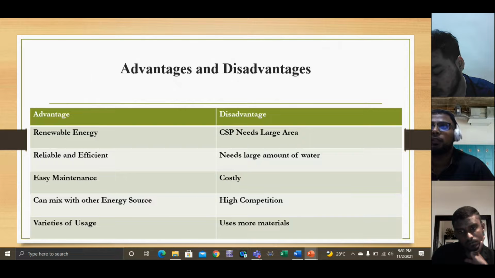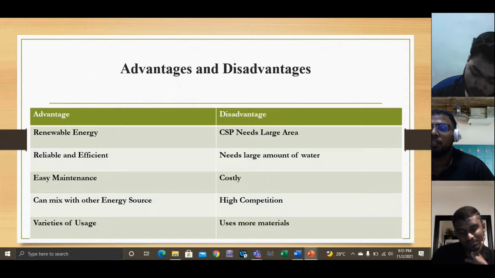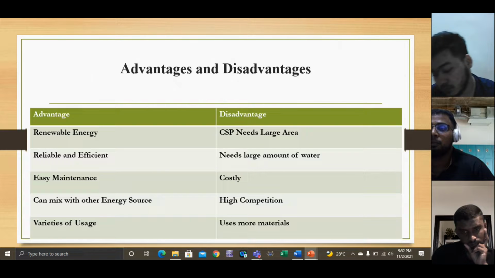The last disadvantage is that it uses more material. CSP plants use more material than conventional fossil plants, many of which are recyclable. Solar plants can also produce toxic substances, which can be burned at high temperature and produce residues that stay in the environment for many years and are harmful to humans.